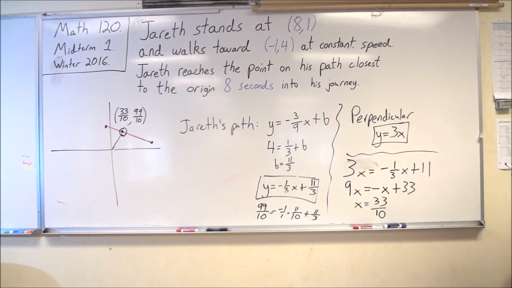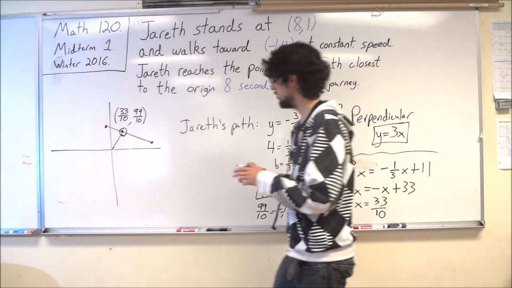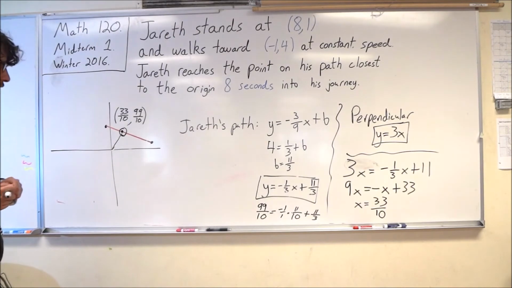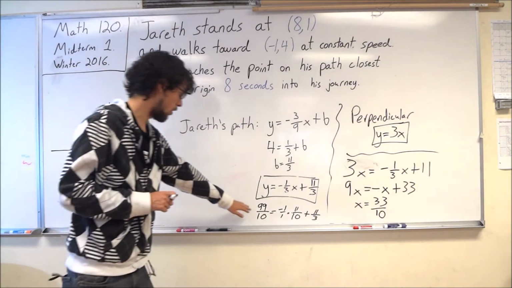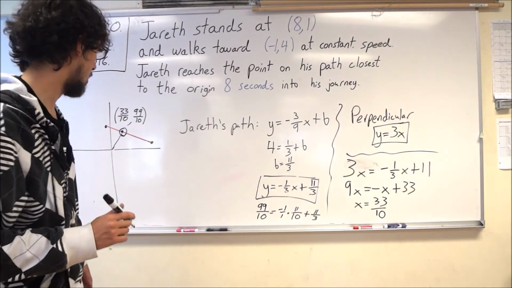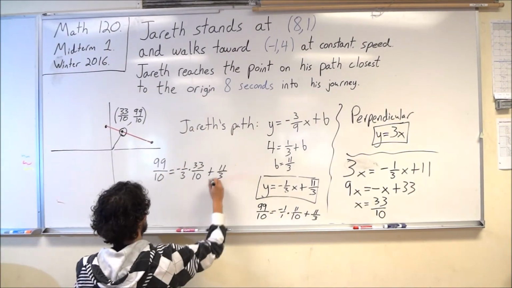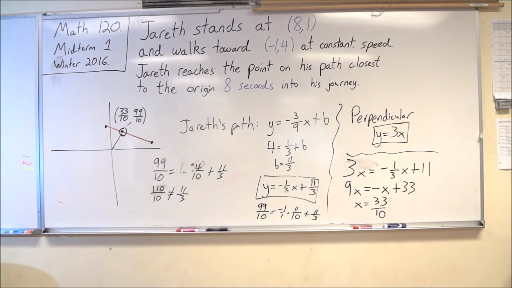Am I happy about my algebra after I put them together? I have 3x is equal to negative 1/3 x. Yeah, I feel pretty good about this. I still feel good about this 33/10, 99/10. Maybe I'm just going crazy with this and this actually does work out. This is a constant feeling in working these types of questions.